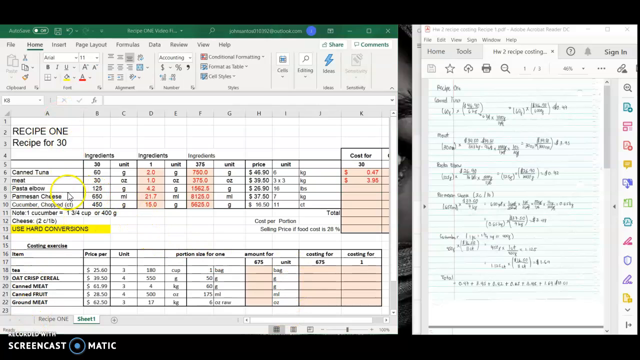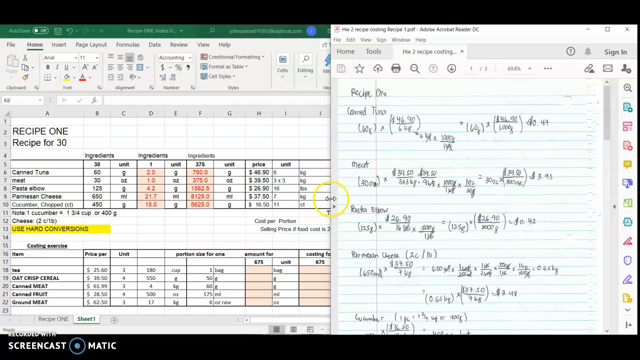Next is the pasta elbow. We need 125 grams. Again, I'm going to show you the solution that I have. That will be 125 grams multiplied by $26.90 divided by 16 pounds. Again, I have to convert it to have the same unit, which I did right here: 16 pounds multiplied by 500 grams, because 500 grams is equal to 1 pound. So we come up with 8,000 grams right here, and we come up with a cost of $1.42.